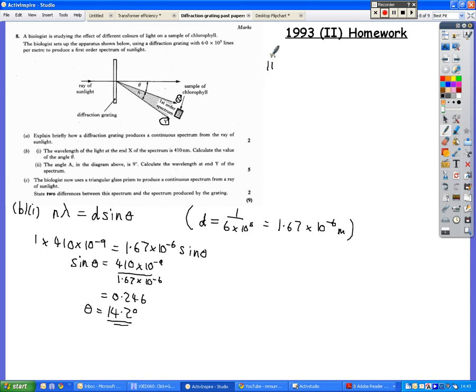Part 2. Let's do part 2 up here. The angle A in the diagram above is 9 degrees. Calculate the wavelength at the end Y of the spectrum.